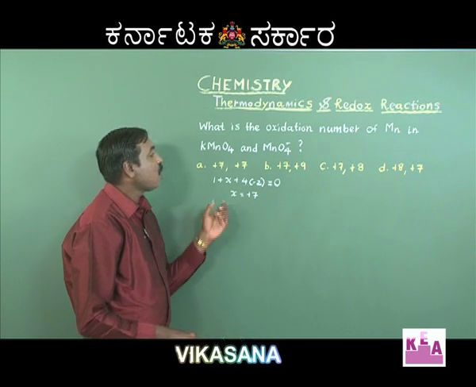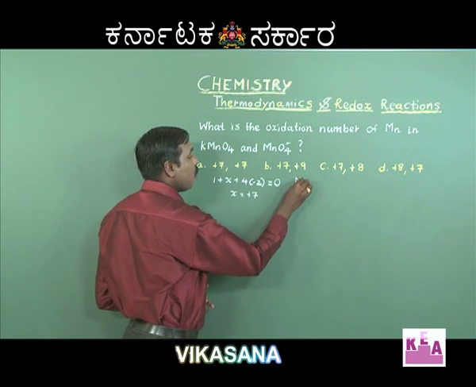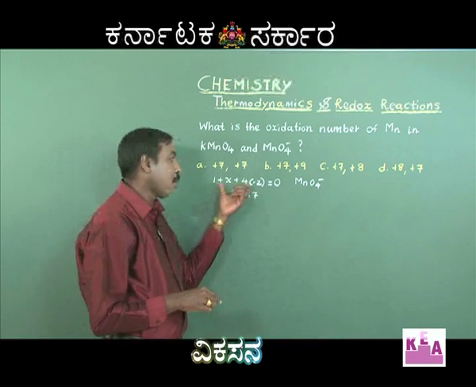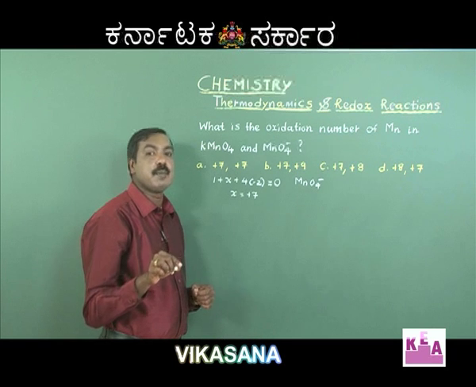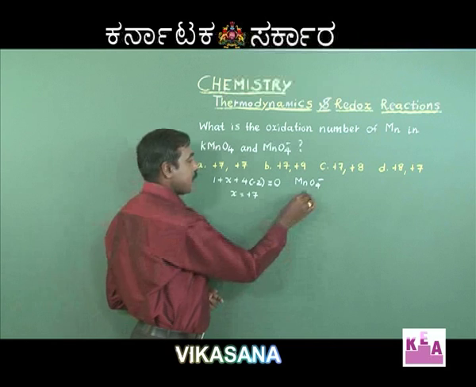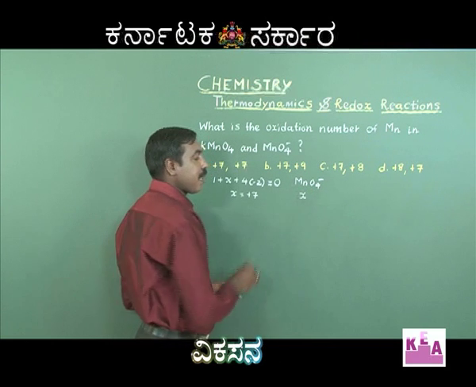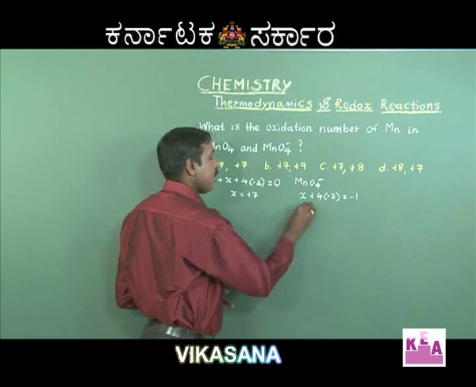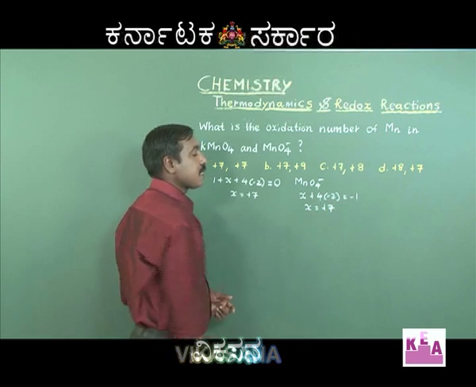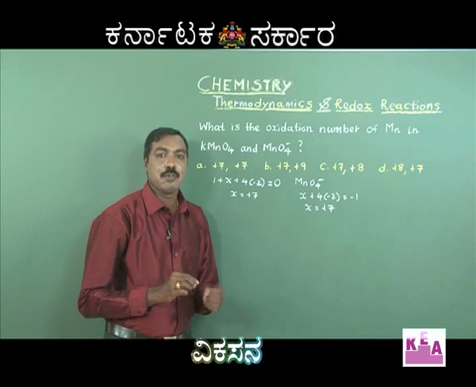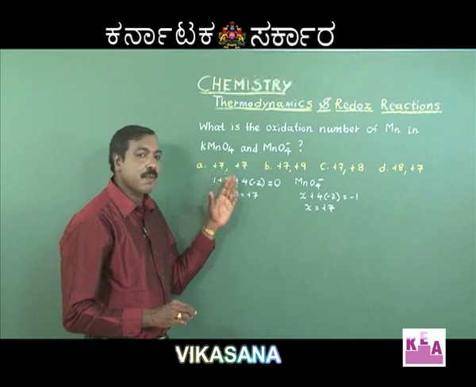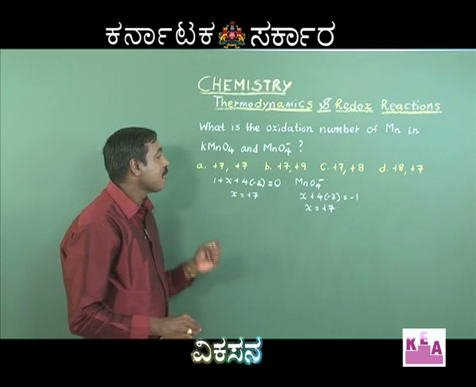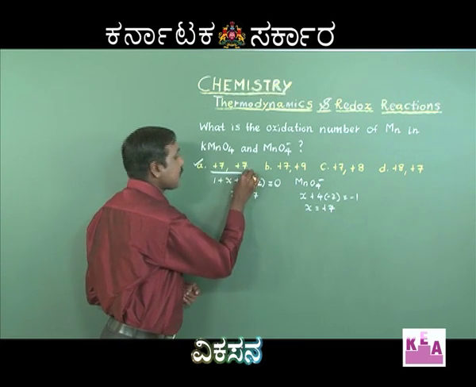Again, what is the oxidation number of manganese in MnO4 minus? The rule says the sum of oxidation numbers is equal to 0 in a compound, while for an ion the sum is equal to the charge possessed by it. I want to calculate the oxidation state of manganese. I write X plus 4 times -2 is equal to -1. Again, I get X is equal to +7. Therefore, the correct answer, the oxidation state of manganese in KMnO4 and MnO4 minus, is +7 and +7. Therefore, option A is the right answer.